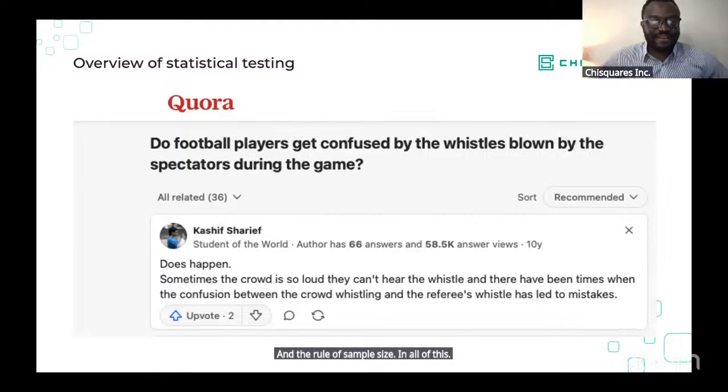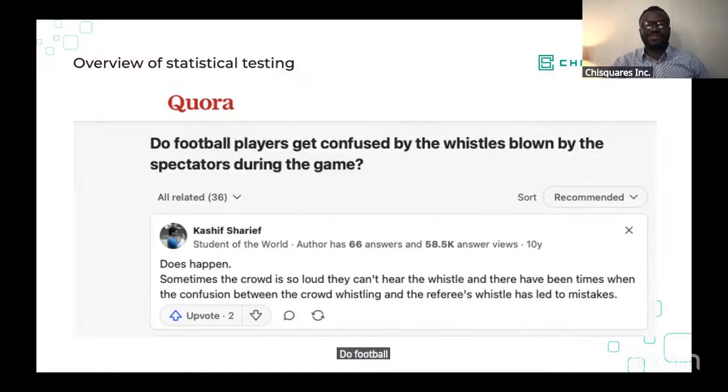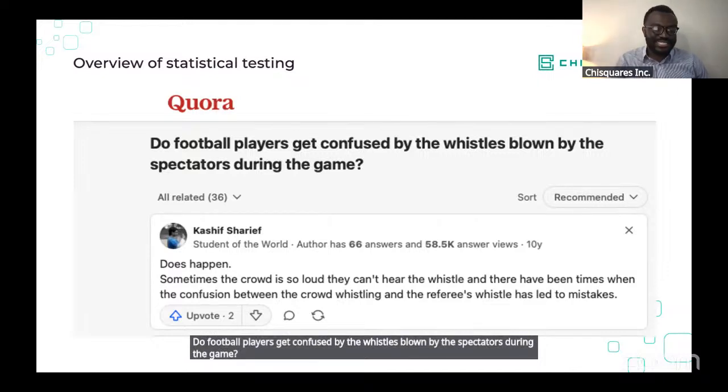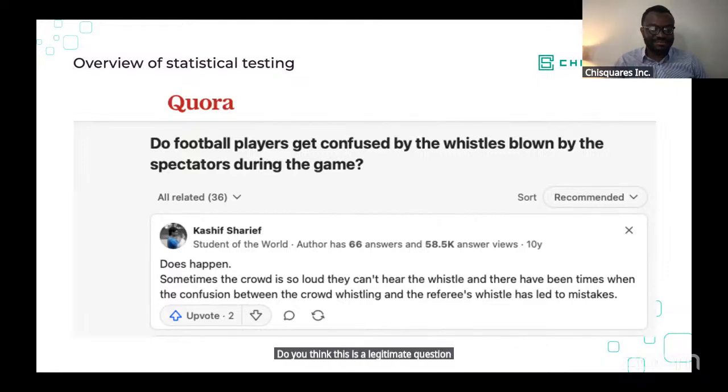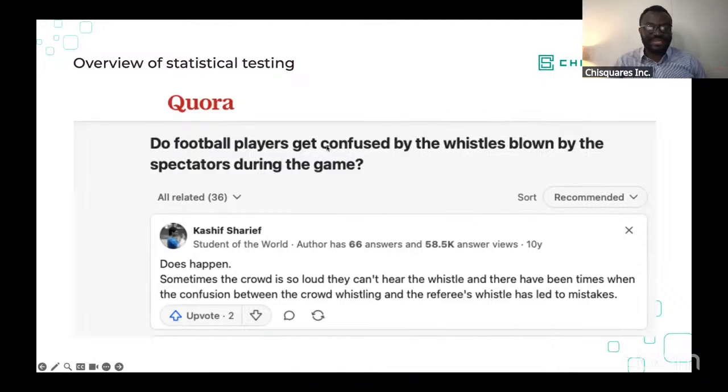All right, so I have another pop quiz for you. This is a question on Quora. Do football players get confused by the whistles blown by the spectators during the game? Do you think this is a legitimate question? Why or why not? Let's hear your thoughts. We want somebody who is a strong football aficionado to tell us why this may or may not be legitimate. And you can unmute yourself and tell us.